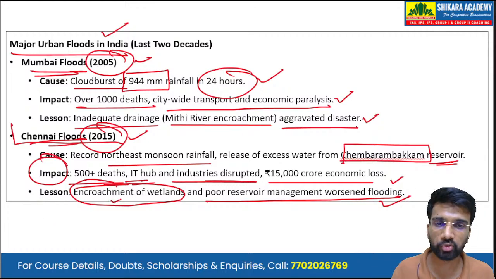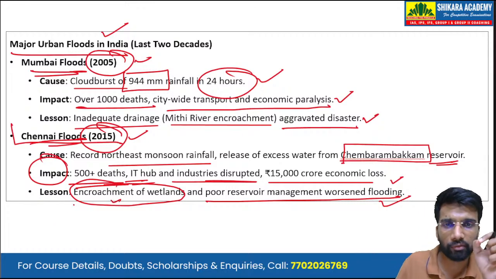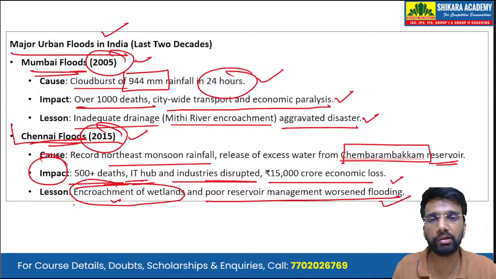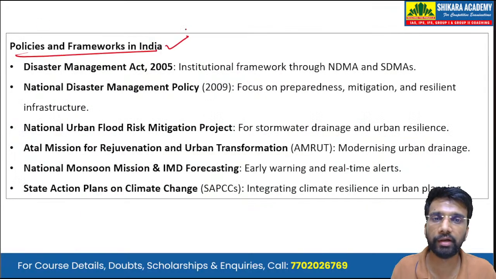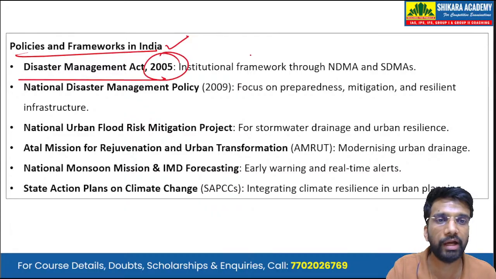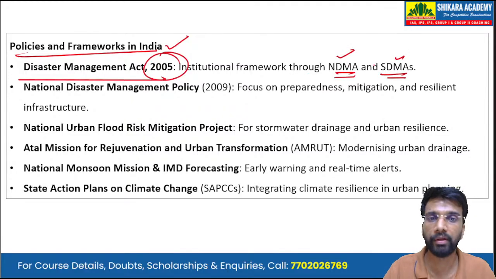Okay, so encroachment in both the cases, there was inadequate drainage because of the Mithi River encroachment in case of Mumbai floods and the encroachment of wetlands in case of Chennai floods. Then the policies and frameworks in India. First is the most important one, the Disaster Management Act of 2005 that institutionalized the framework through the National Disaster Management Authority and the State Disaster Management Authorities.